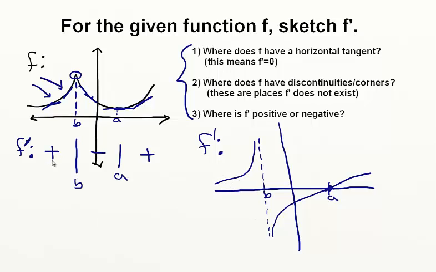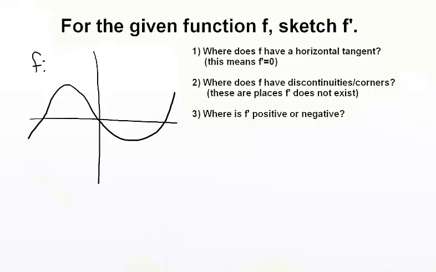If the derivative is positive, its graph is going to be above the x-axis at those points. If the derivative is negative, then its graph is going to be below the x-axis at those points. So there is our function f and its derivative f prime.